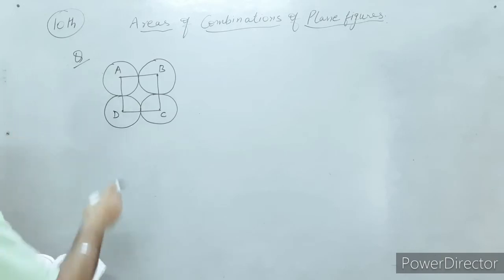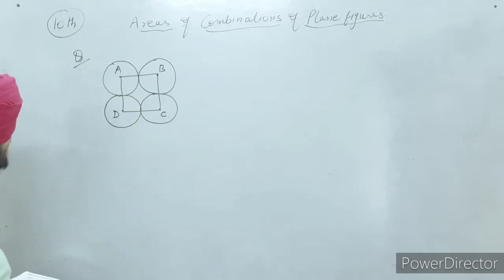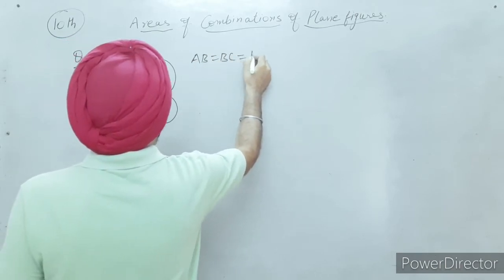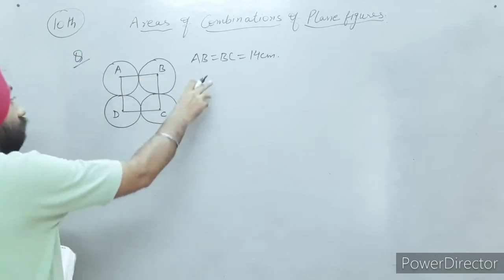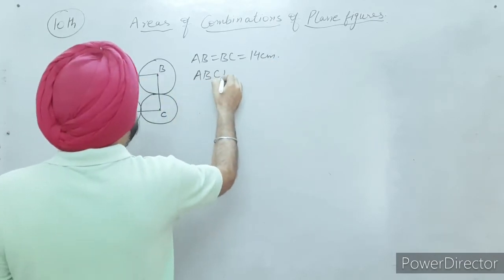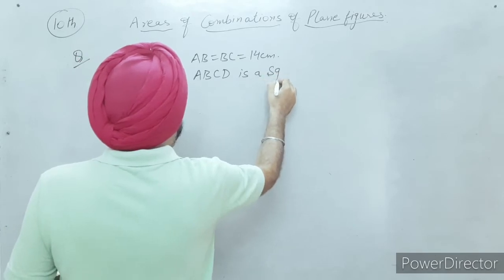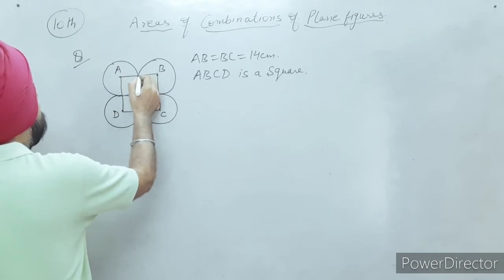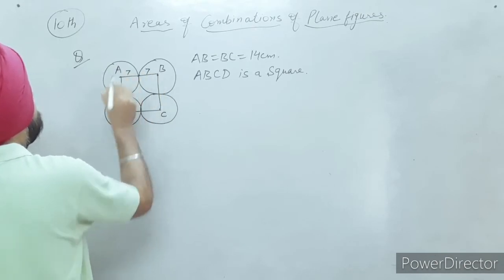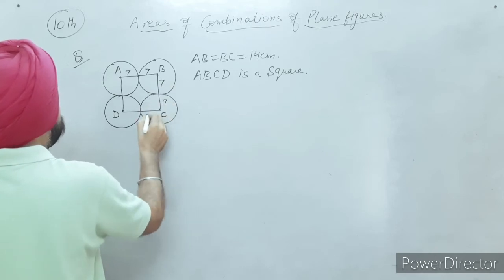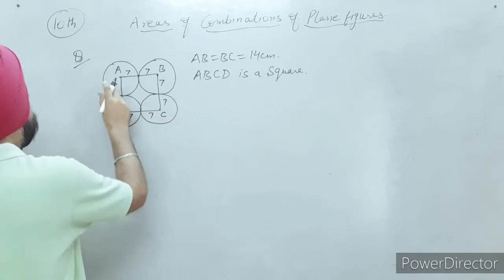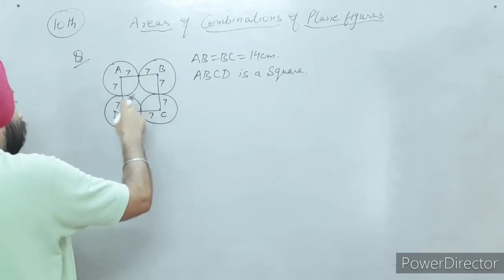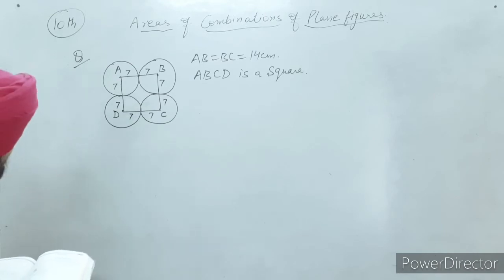Now it is given ABCD is a square of side 14 centimeter. That is AB equals BC equals 14 centimeter. All the sides are equal. It is a square. Now, if AB is 14, up to this it's 7. This is also 7, 7 each. This is 7, 7. Means the radius of this circle is 7. This circle is also 7. Radius of the fourth circle is also 7.